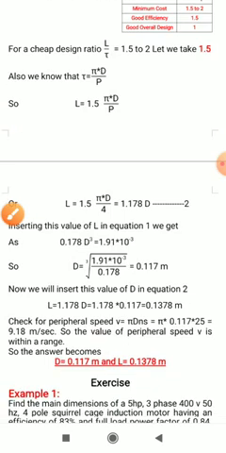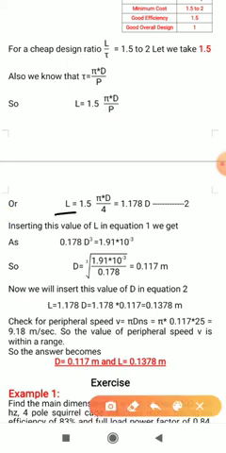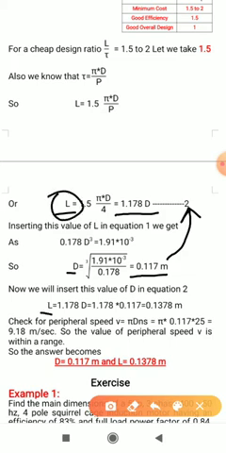Now as we have already found the expression of L, L is equal to 1.178 D. So just the value of D which we have calculated here, D is equal to 0.117, we will put in equation number 2 to calculate the value of L. So L is equal to 1.178 D, which is equal to 1.178 into 0.117, and that is equal to 0.1378.